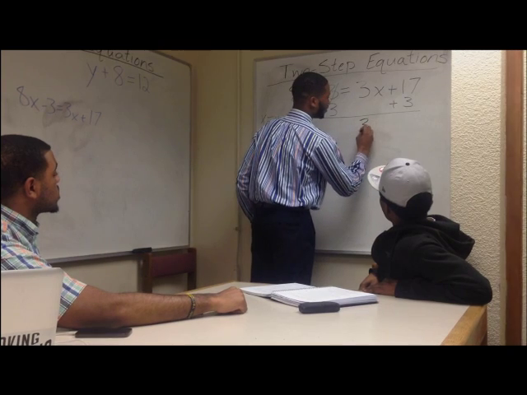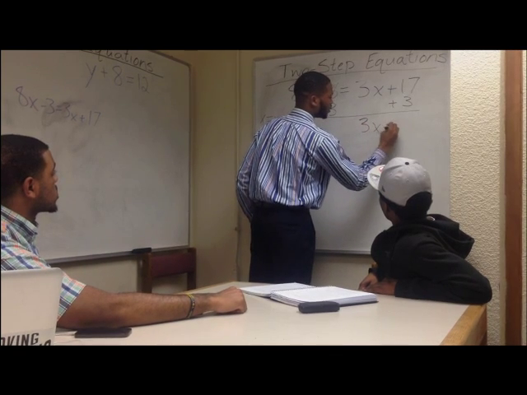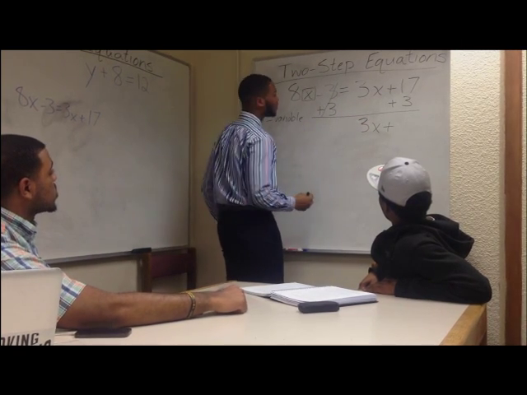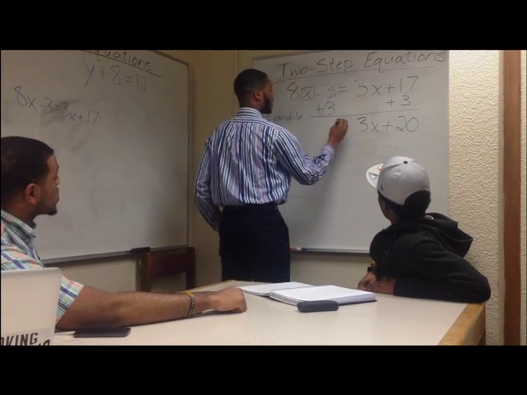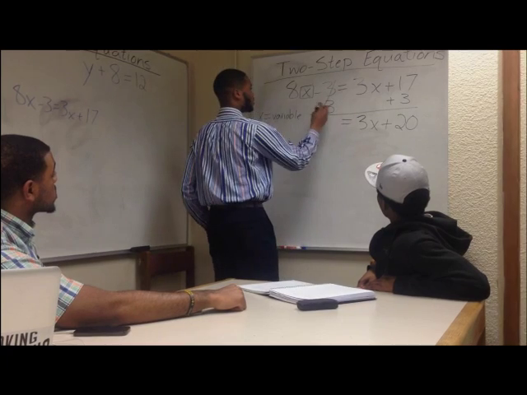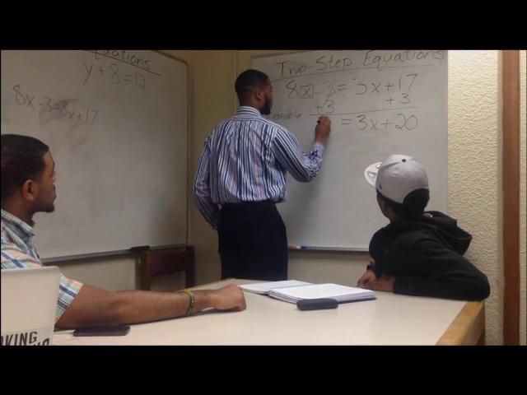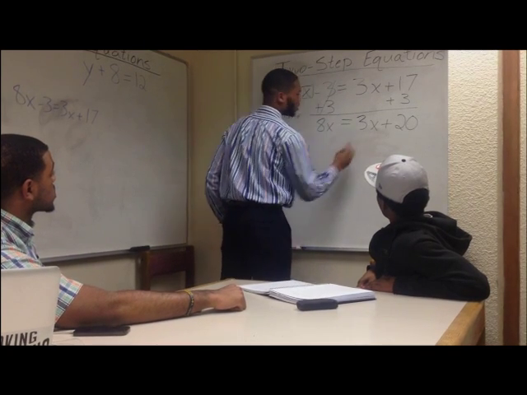So with that, you get 3x plus, does anybody know? 17 plus 3? 20. Exactly. You have to bring everything down except the 3 because it's been canceled out. So now you have 8x is equal to 3x plus 20.